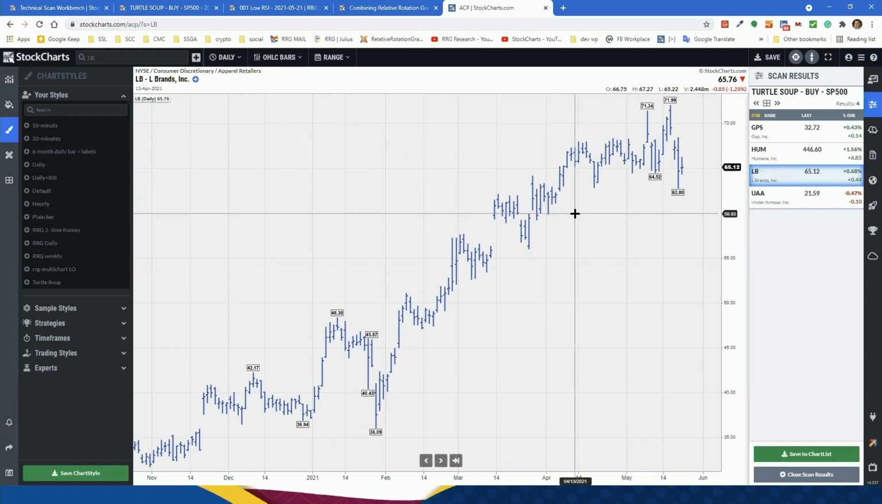This is the second strategy. This is the one that I probably use most on scan. So I'm scanning for the turtle soup, throwing it at an RRG, and then looking at it on a chart to see whether I get a proper entry signal.